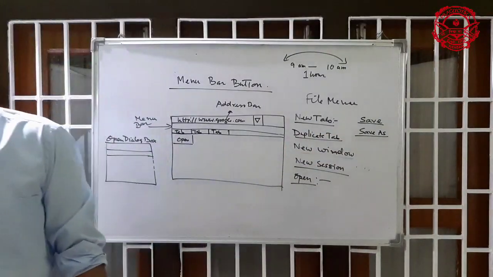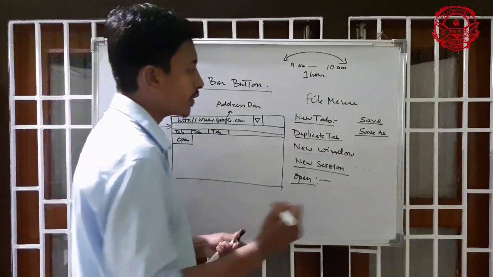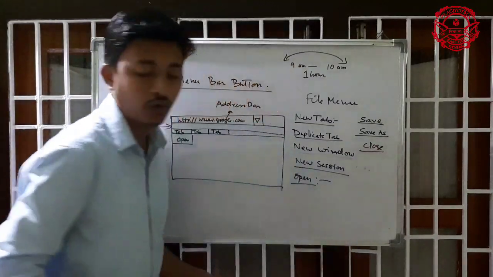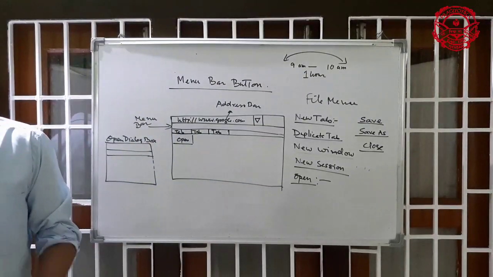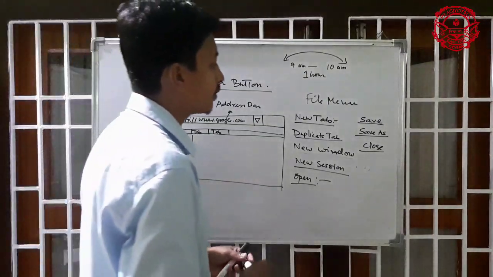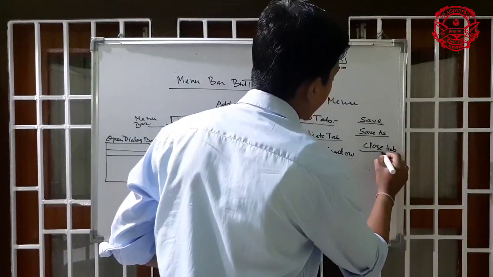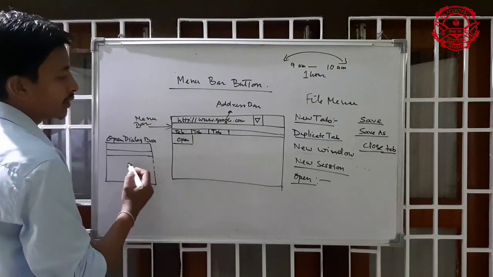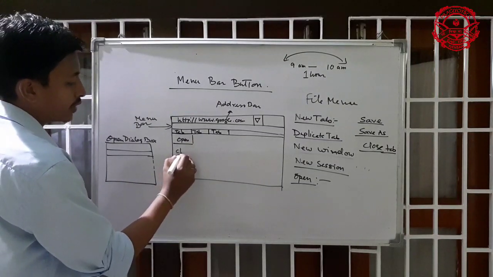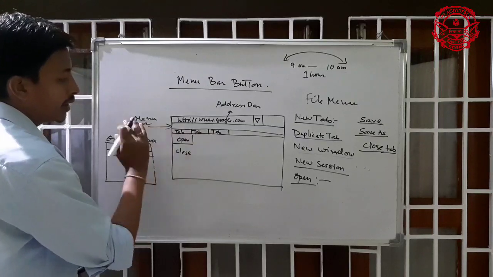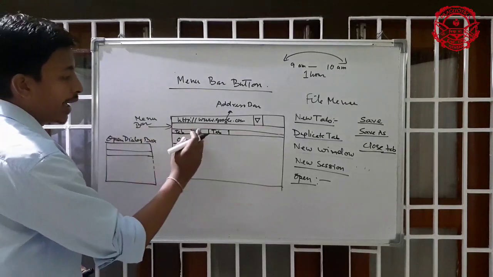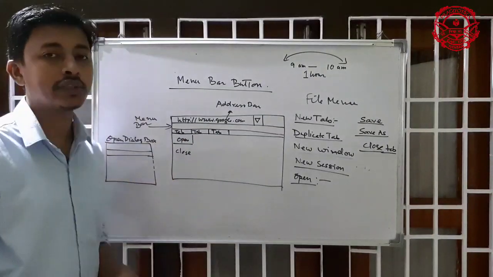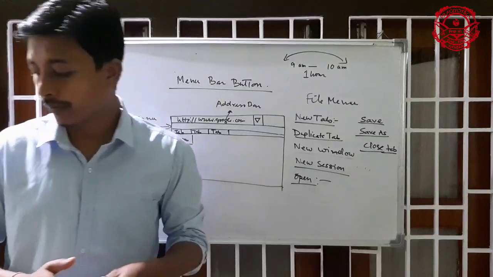Okay. Next is close tab and close button. Close means what? It will close the current tab. Or close tab means what? It will close the current tab. Means there is a current tab. Say you open this tab. If you click close, means what? This tab will be closed, and the rest of the tabs will be displayed. Okay. So in this way you can close any tab with the help of the close tab option.